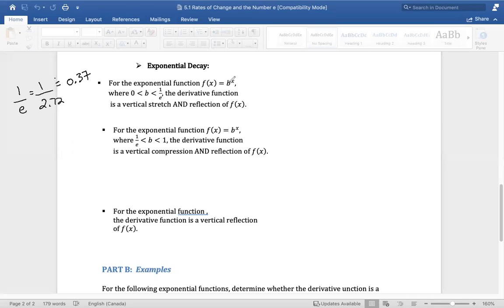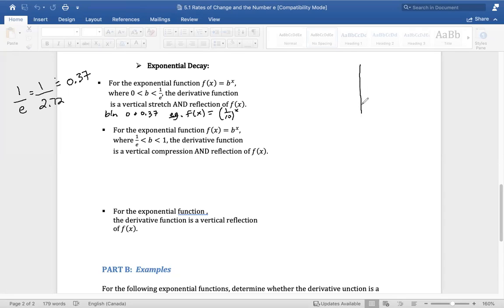So if my b value, if my base of my original function, is between 0 and 0.37, right? Then the derivative is going to be a vertical stretch and a reflection of my function over the x-axis. So let's say, as an example here, what's between 0 and 0.37? Let's say I had my original function being 1 over 10 to the power of x, because 1 over 10 would be 0.1. So there's a fraction, or as a decimal, 0.1, it's still greater than 0, but 0.1 is less than 0.37.